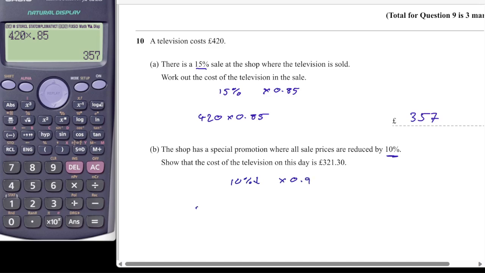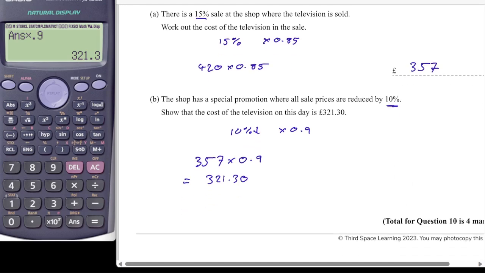So hopefully 357 times 0.9 should give me that value, and that also gives me an indication as to whether I was right with my part A. So if we times that by 0.9, that gives me £321.30. So that gives me an indication that I'm also right with part A. Let's stick my pound sign and underline. I'm just looking for an answer line, there isn't one.